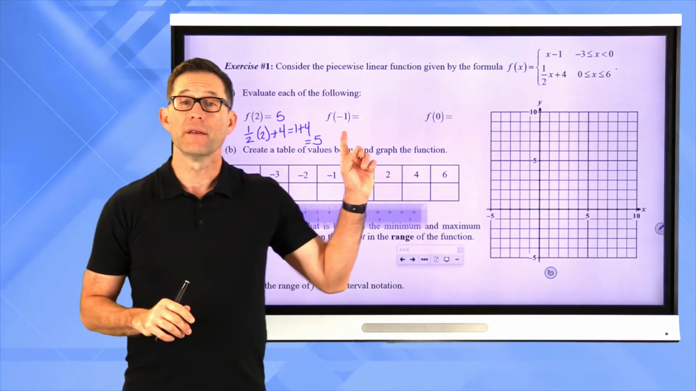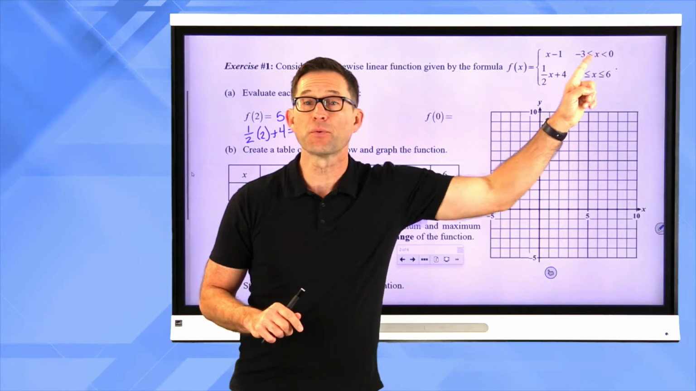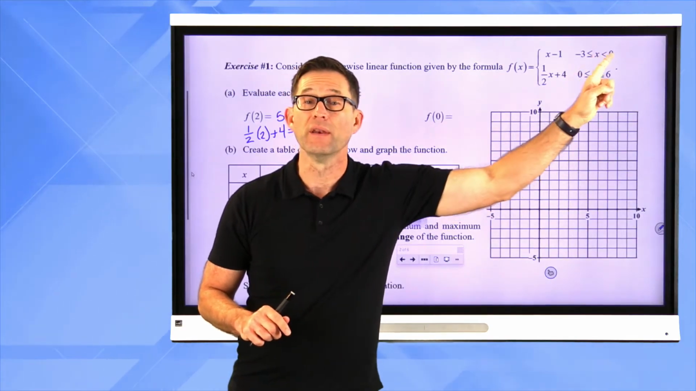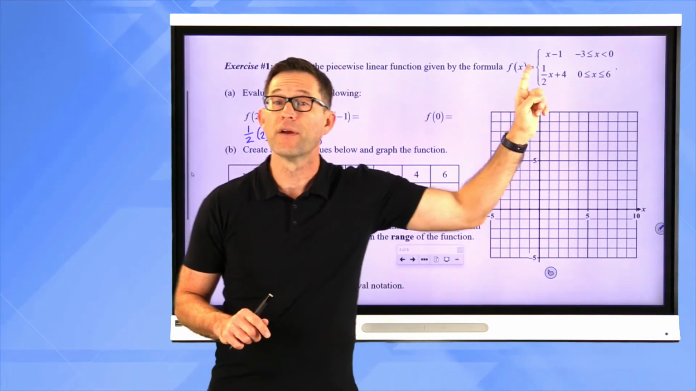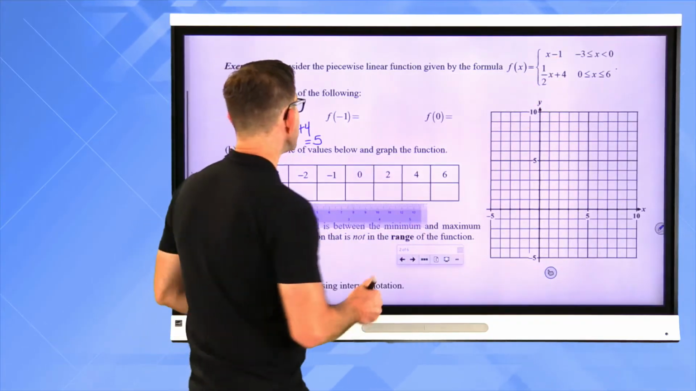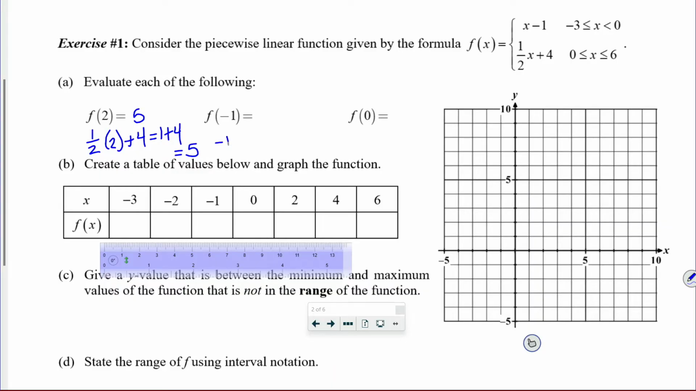On the other hand, negative 1 falls in this particular interval because it falls between negative 3 and 0, and therefore I'll use this formula. So f of negative 1 is going to be negative 1 minus 1, let me just put a little dashed line there, which is negative 2, so f of negative 1 is equal to negative 2.